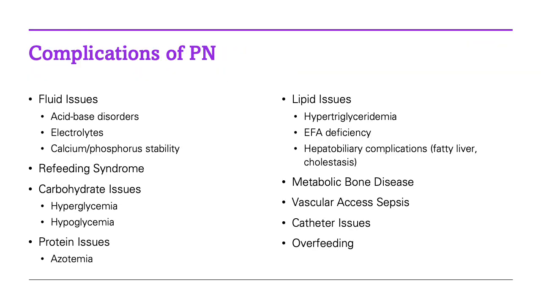Potential complications: we could be dealing with fluid issues, so acid-base disorders, electrolyte imbalances, calcium phosphorus stability. We could be dealing with refeeding syndrome, carbohydrate issues, so hyper or hypoglycemia. If we have protein issues, we could have azotemia. For lipids, complications could be hypertriglyceridemia, essential fatty acid deficiency, or hepatobiliary complications such as fatty liver and cholestasis. Metabolic bone disease is a concern for those long-term patients. Vascular access sepsis, other issues with the catheters, and overfeeding.